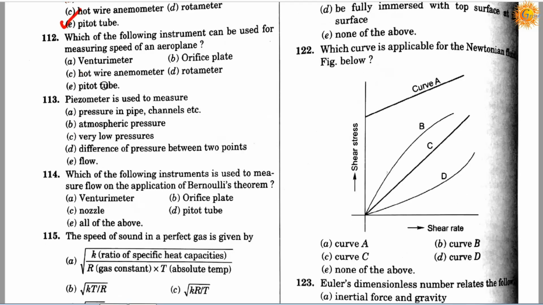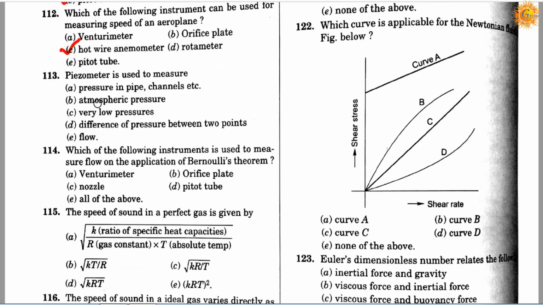Question number 112. Which of the following instruments can be used for measuring the speed of an aeroplane? Option A, venturimeter; option B, orifice plate; option C, hot wire anemometer; option D, rotameter; and option E, pitot tube. So the correct answer is C, it will be the hot wire anemometer. Question number 113.